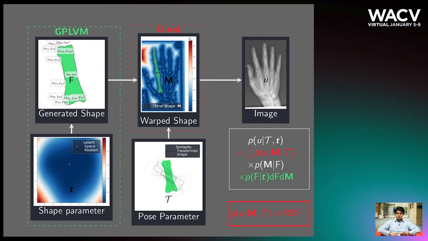Once we perform this marginalization, we are left with an objective function consisting of the pose parameters and the shape parameters. We denote the shape parameters here by small t and the pose parameters by curly T. These completely determine the shape that appears in the image, and we want to optimize this objective function with respect to these two parameters.